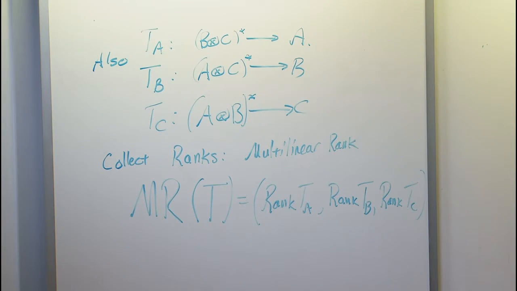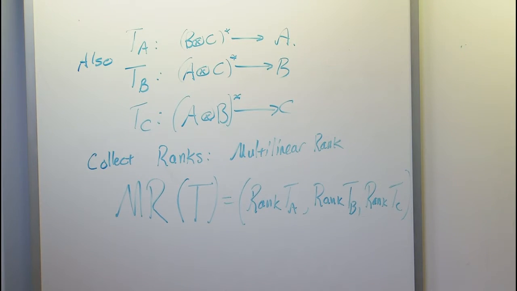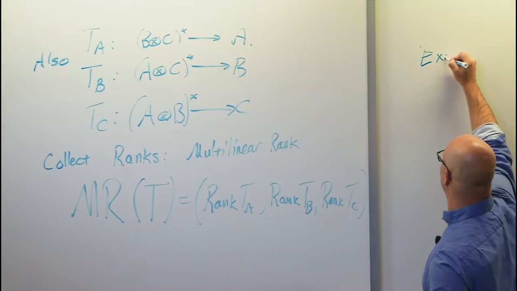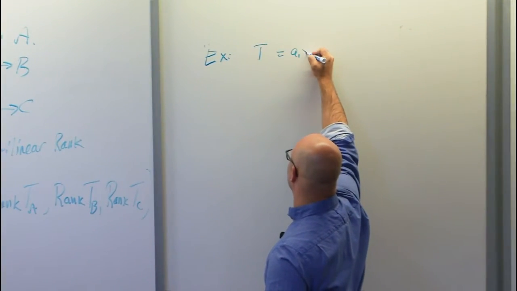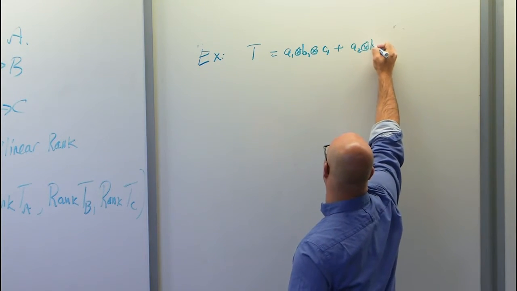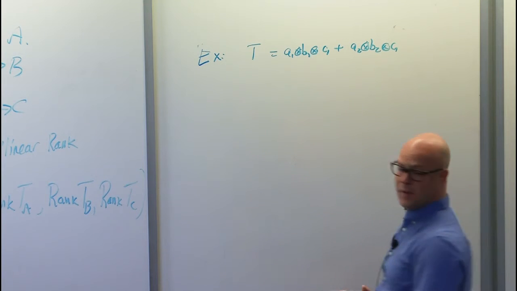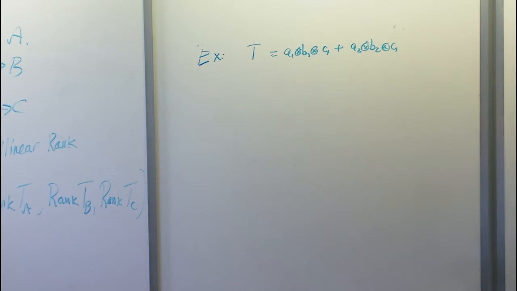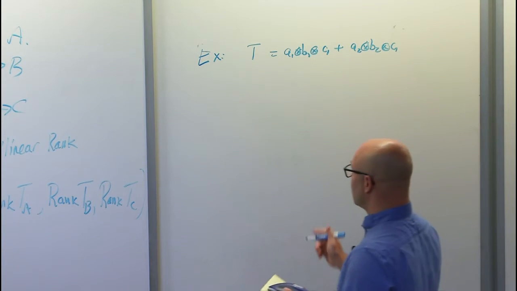Sorry to do so much notation first and then the example second. So here's my example, the smallest possible example I could come up with where the multilinear ranks are not all the same. Let's take my tensor as A1 tensor B1 tensor C1 plus A2 tensor B2 tensor C1. Maybe you can see immediately what the multilinear ranks are, but let's write down the flattenings and the multilinear ranks just so we're all on the same page.